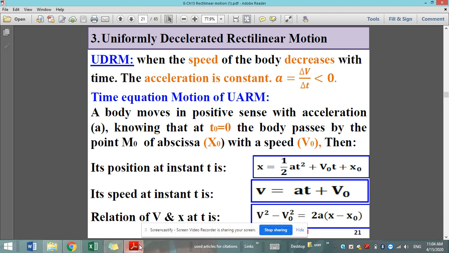v over delta t, is negative, since delta v is actually v final minus v initial within the interval of time. So having v final less than v initial, we have delta v negative. Time equation of motion, not UARM, it's UDRM.